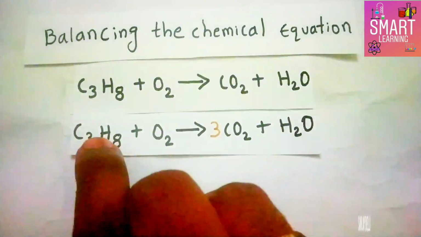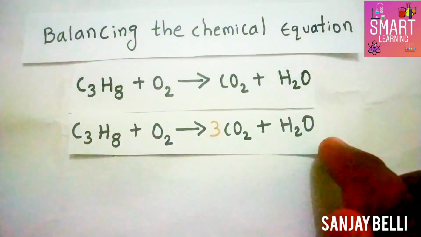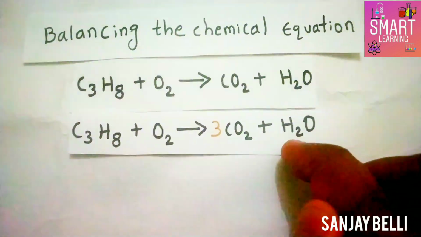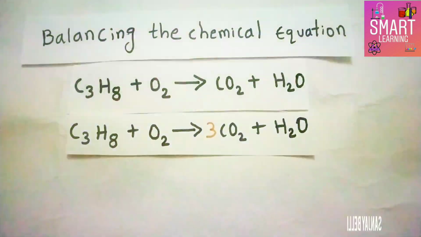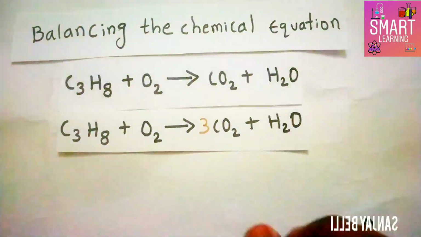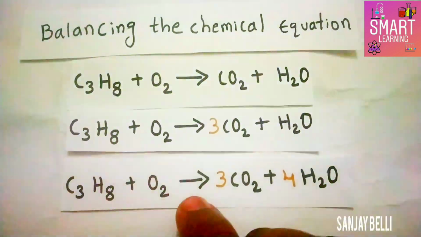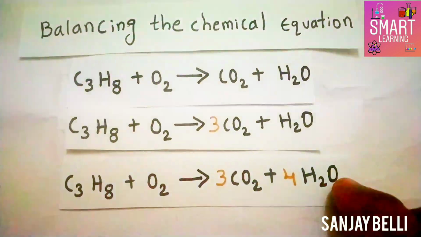Hydrogen, here you can see H8. 8 hydrogens are there on reactant side. You have only 2. So which number should multiply here to get 8? That is 4. 4 twos are 8. Here you can see, C3H8 plus O2 gives rise to 3CO2 plus 4H2O.